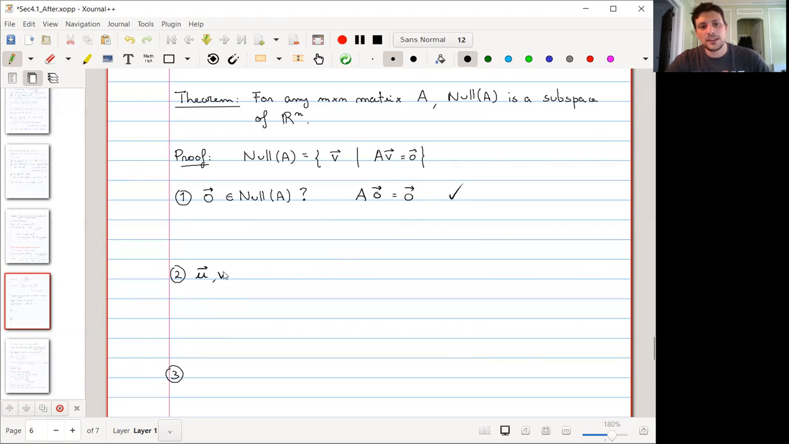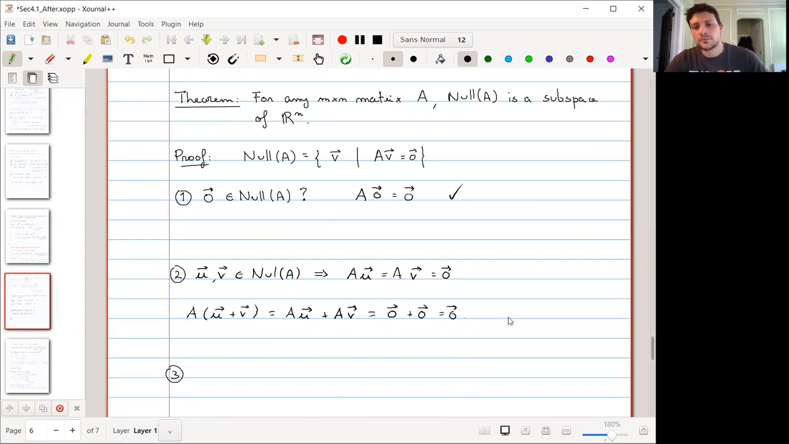If u and v belong to the null space of A, then this means that A times u and A times v are both 0. Therefore, A times (u plus v), by the distributive law of the matrix product, is equal to Au plus Av, but that's 0 plus 0, which is 0. In other words, u plus v is also in the null space of A.